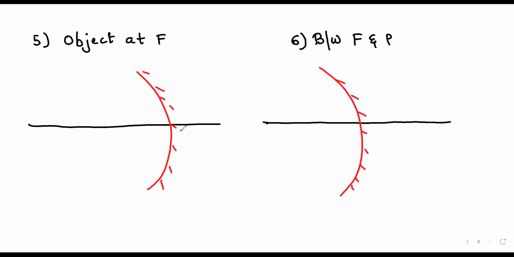We mark the pole, focus and C. Okay. And I keep the object at F. What are the rays taken, children? The first one is through C. Through C, you touch the tip and to the mirror. Through C, it will retrace. It will go back.